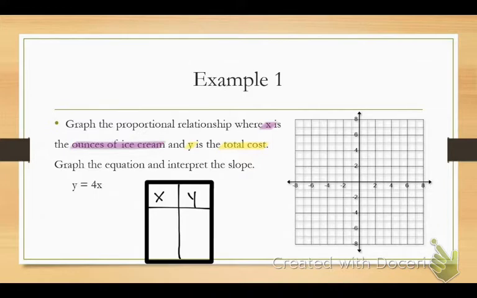X stands for ounces of ice cream. So can I walk up to the counter and say, I'd like to order -1 ounces of ice cream for my X value? No, you can't order a negative amount of something. So for proportional relationships, I'm going to have 0, 1, and 2. I'm still going to keep it basic, guys, but I can't have a negative value. So be careful on proportional relationships.